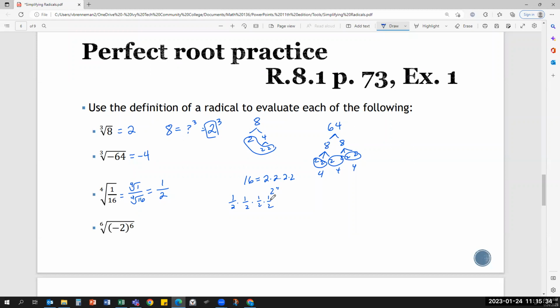Then you could get there without splitting it up. The sixth root of -2 to the 6th: the rules say all it's going to do, the 6th power on the -2 is going to give a positive result, and then the 6th root is going to give back the 2, but just the positive. So we don't have to actually multiply it out and do that. I just know that when I apply the 6th power and then the 6th root, all it does is change the negative to a positive.